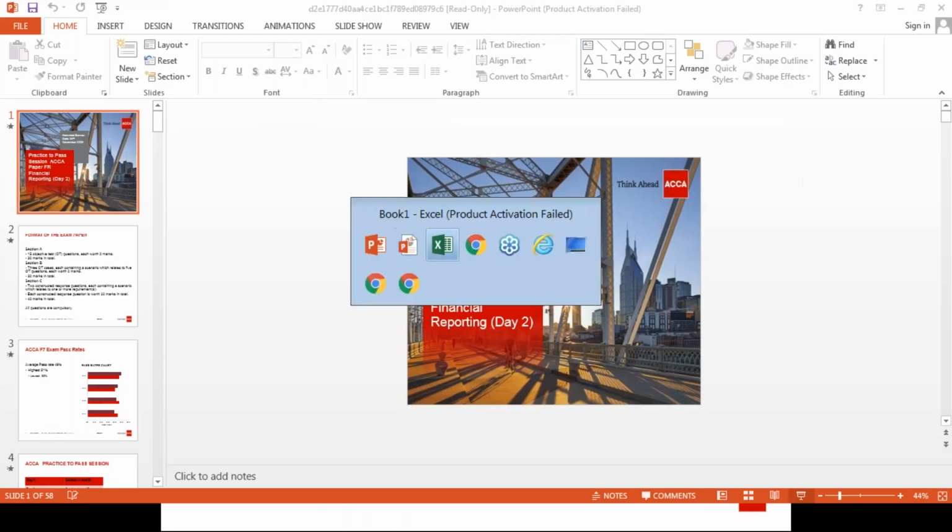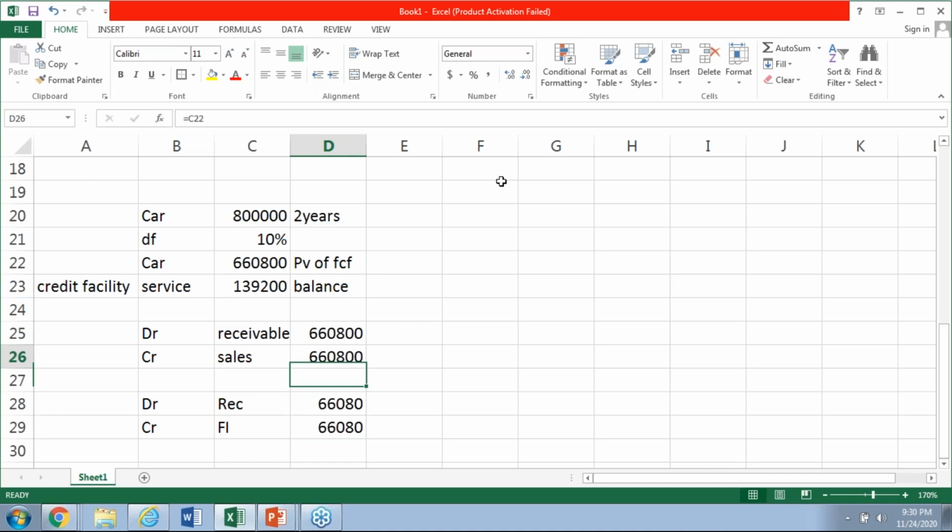So now let's start the question. Here you can see the value of the equipment is 1 million. The time period is 2 years. In fact, the present value will be 826,000 and the value of the service will be 174,000. So the receivable will be debited by 826,000. Sales will be credited with 826,000.